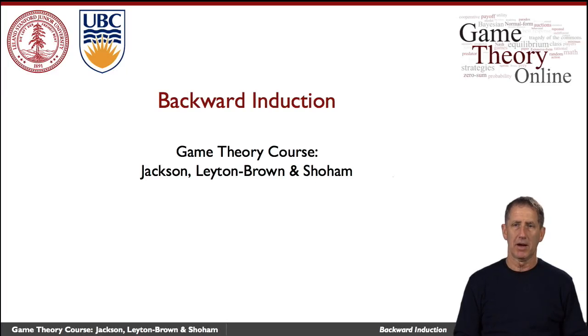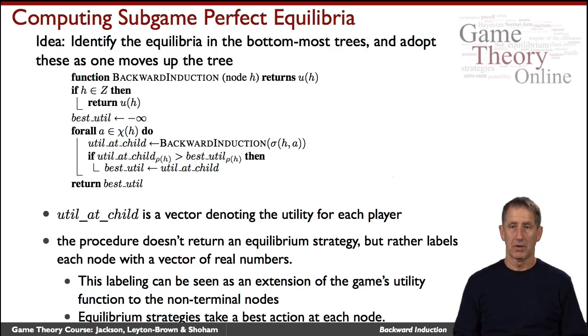Let us now speak about backward induction, and backward induction can be viewed as a way of computing the subgame perfect equilibrium of a game. It's a procedure that's used widely, or variants of it are used widely in game playing programs, be it chess or other ones. And how does this work?